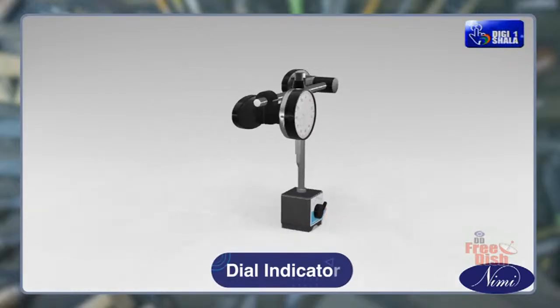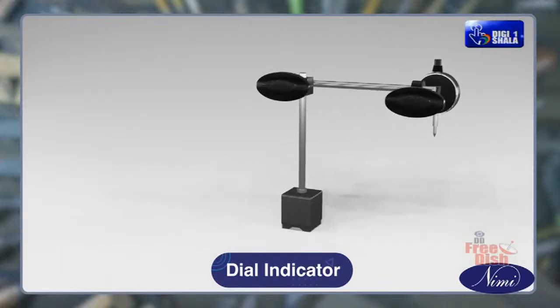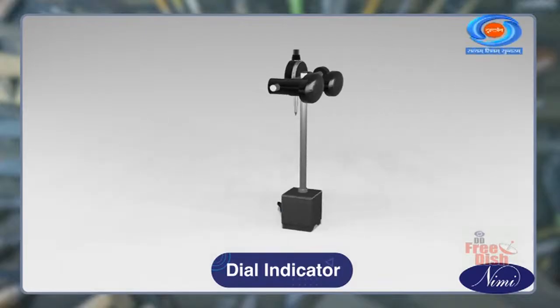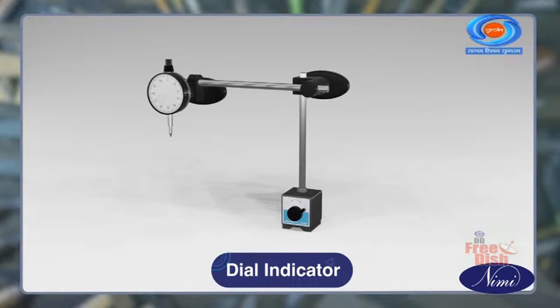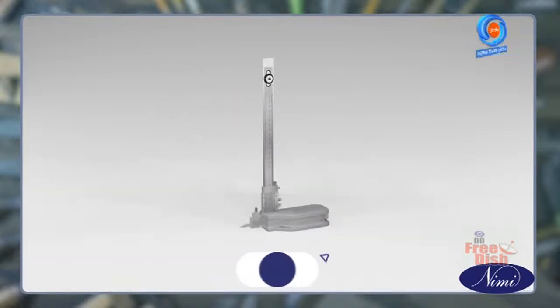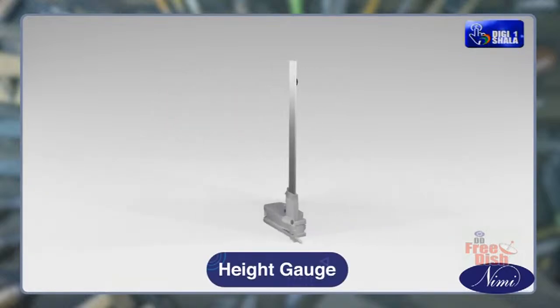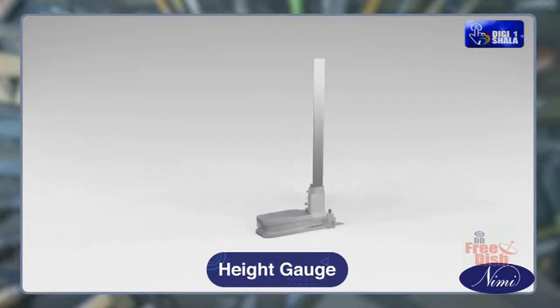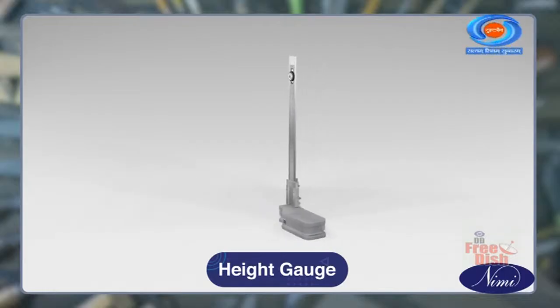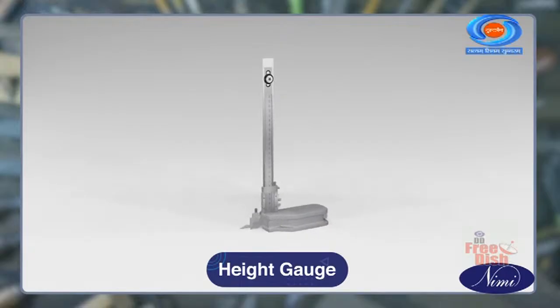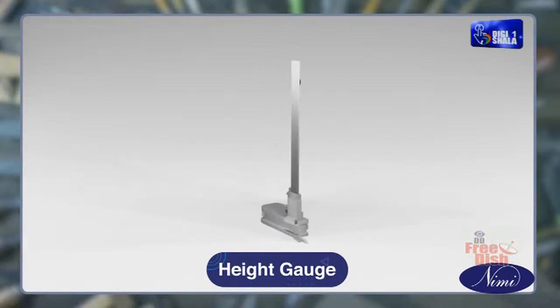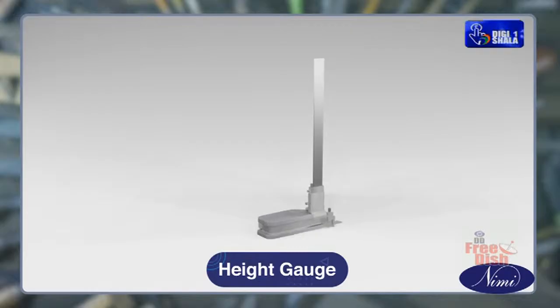Dial indicator: it is a high-precision device used to measure surface, parallelism, waviness and angularity with high accuracy. Height gauge: it is a special precision equipment used to measure the vertical height of the job by using a beam, base and scriber. While measuring, the gauge is placed on the surface plate, which is used to give datum to the base.